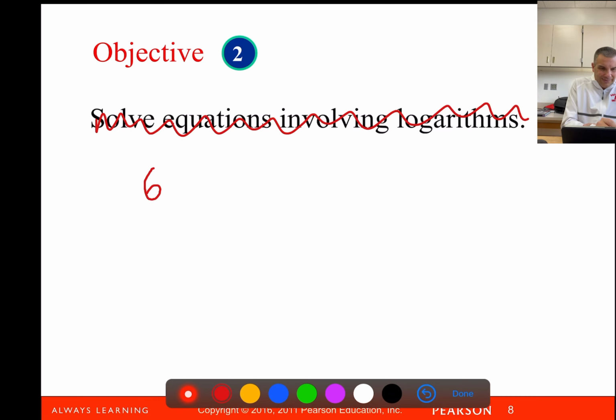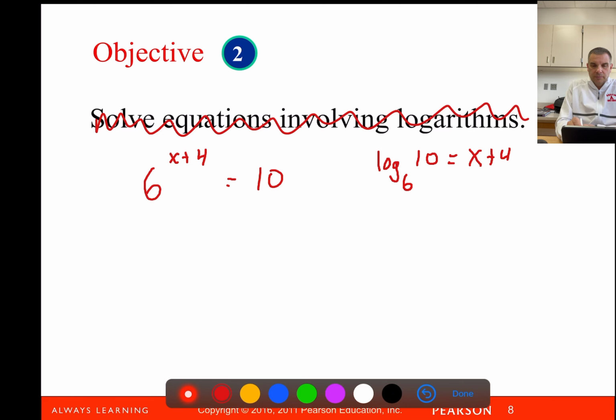Let's go 6 to the x plus 4 equals 10. Okay, so it's in exponential form, so I have to write it in logarithm form. So that's log base 6 of 10 is equal to x plus 4. Log base 6 of 10, can't do that on a calculator, have to do the change of base formula. So that's the log of 10 divided by the log of 6. That's going to equal x plus 4.